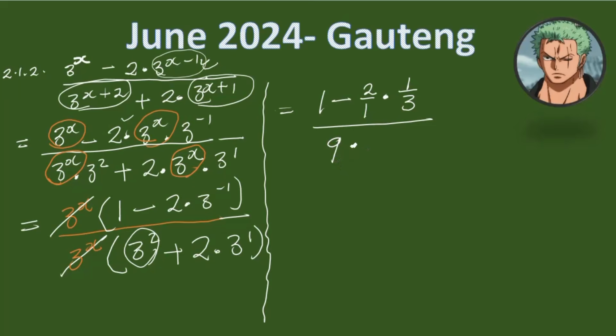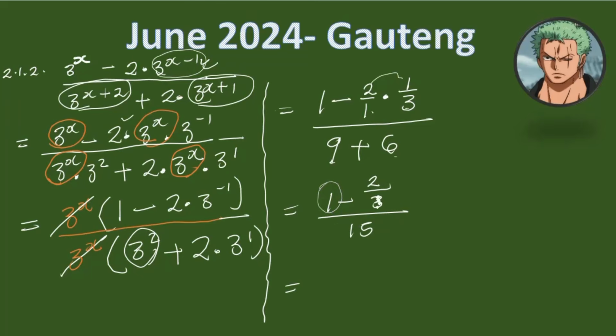Plus, I have what? I have 2 times 3. What is 2 times 3? That is 6, right? So, here I have 1 minus. Here I have 2 times 1, which is 2. Here I have 1 times 3, which is 3. All this all over 9 plus 6. What is 9 plus 6? That is 15. Right. So how can I rewrite 1?